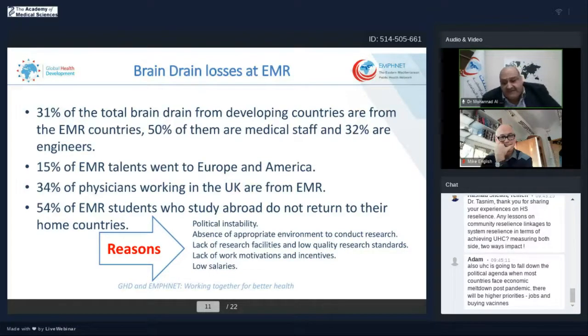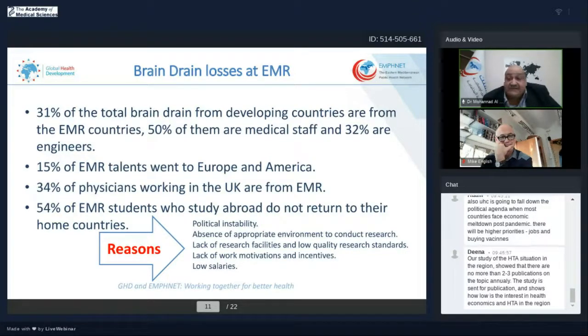Brain drain is very specific to our region. Almost 30% of the total brain drain of developing countries comes from Eastern Mediterranean countries. 50% of them are medical staff and almost a third are engineers. 15% of Eastern Mediterranean talents went to Europe and the USA, and almost a third of physicians working in the UK are from the Eastern Mediterranean region.